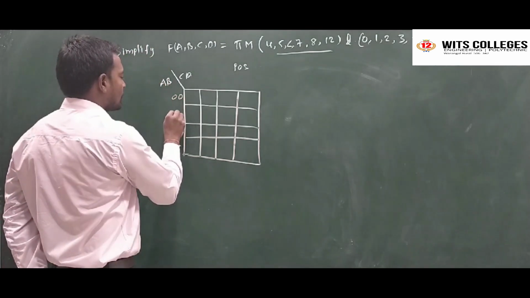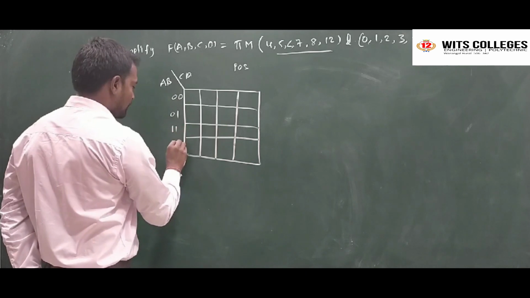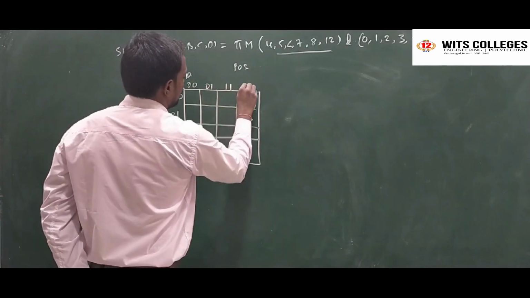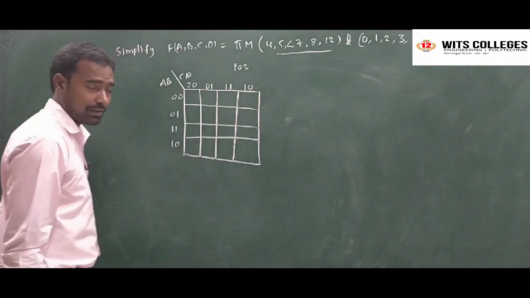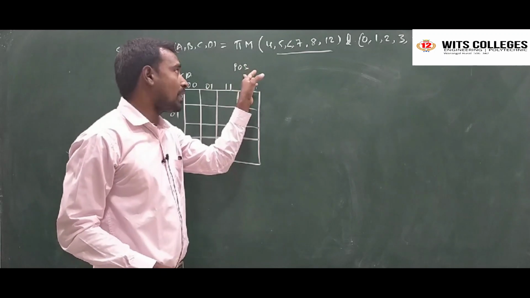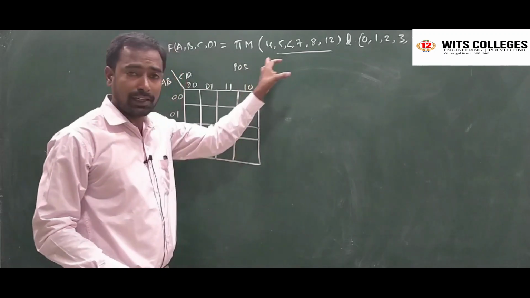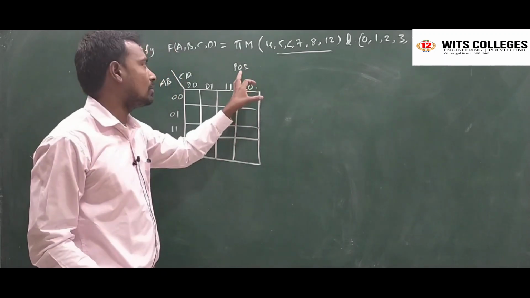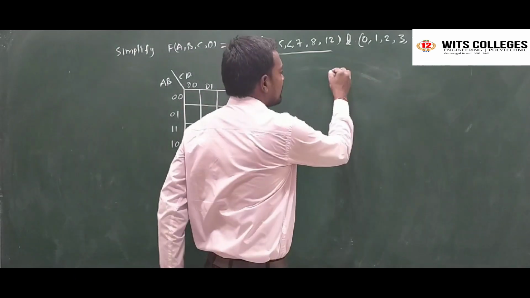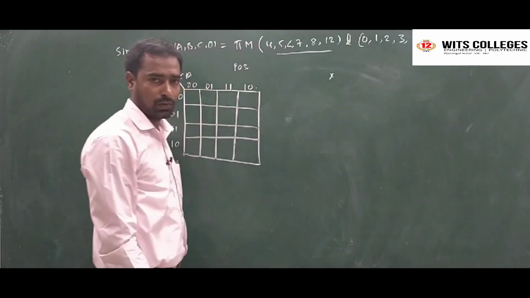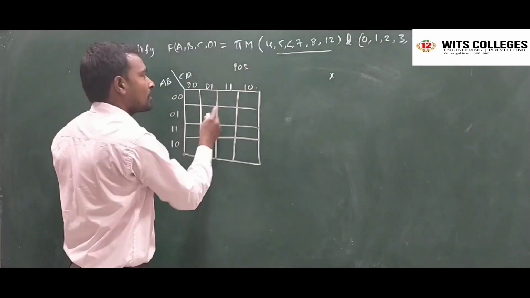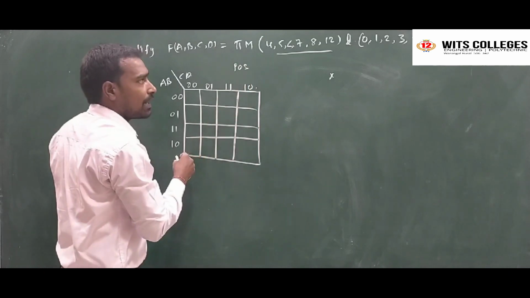The combinations are 00 01 11 10, and on this side 00 01 11 10. Okay, so these all are the combinations, and this is in the form of product of sums, and we have to indicate with zeros. We have to indicate with zeros, and the don't care variables are indicated with x. So the actual variables are 4 5 6 7 8 and 12.